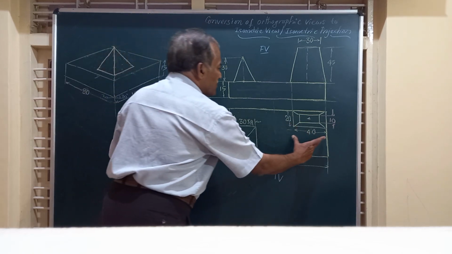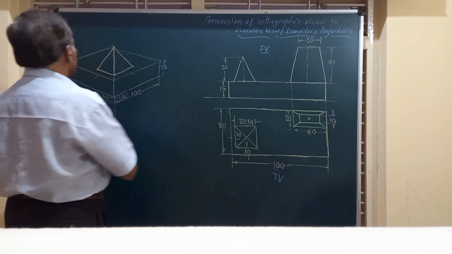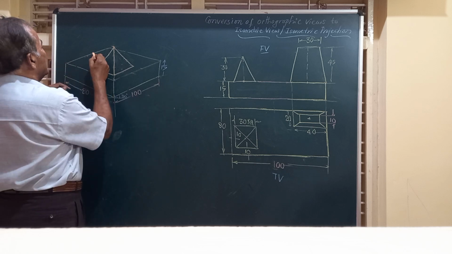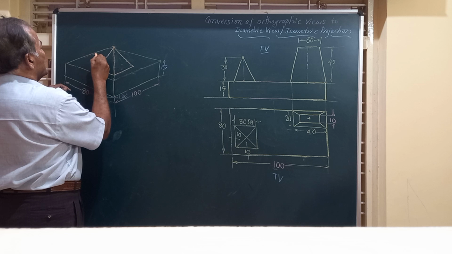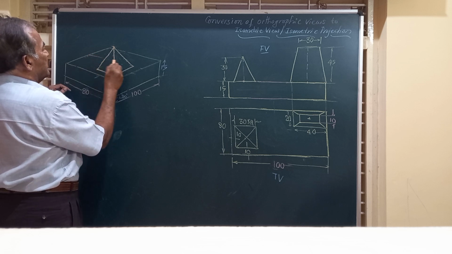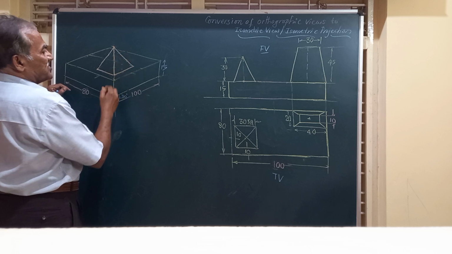So in the front view, it is having 40. This is the front view. So friends, here, this is totally 100. 40 means somewhere here you will get it. A line is drawn parallel to that, parallel to this last edge.